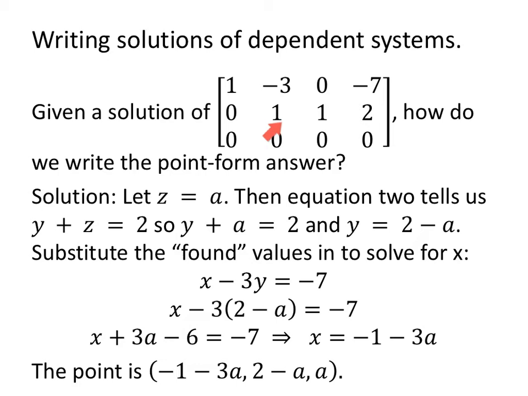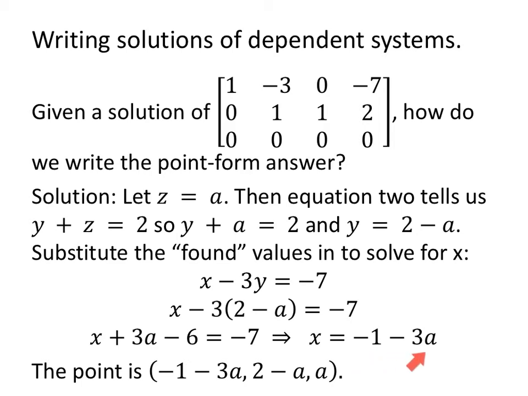Equation 2 tells us that y plus z equals 2, but I know that z equals a, so I'll call that y plus a equals 2, and I could subtract a from both sides and get y equals 2 minus a. Now that I know that y equals 2 minus a and z equals a, I could go to the top equation, x minus 3y equals negative 7. But I know y is 2 minus a, so I substitute, distribute, and solve for x.